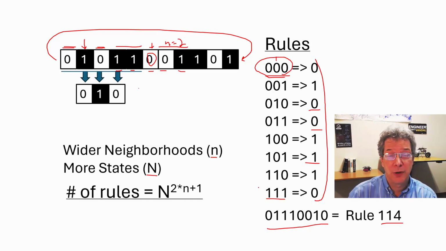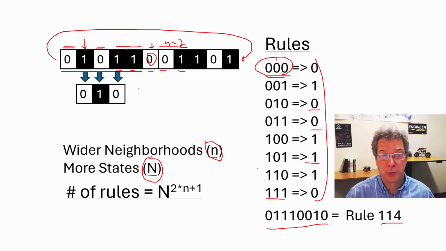In terms of the programming, we can now sort of see how we need to set this up. I need to know how big my neighborhood is. I need to know how many states I want to be using. And then I need to define my rules. And I'll just generate the rules randomly.